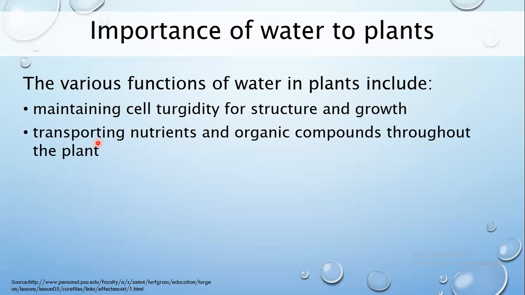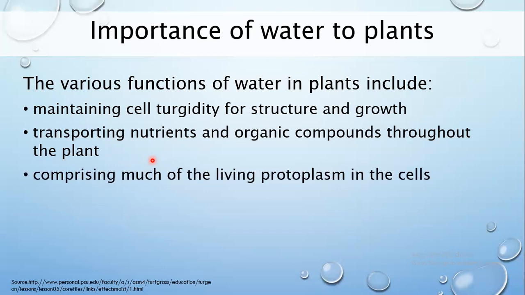Next, transporting nutrients and organic compounds throughout the plant. So what is the role of water, sometimes the nutrients are being absorbed, okay, with water. Water is absorbed with nutrients there. And it is transported to the different parts of the plant. So that's why water is very important.